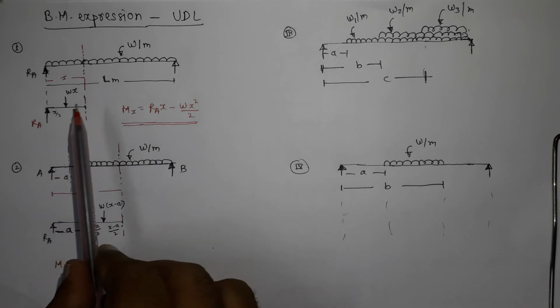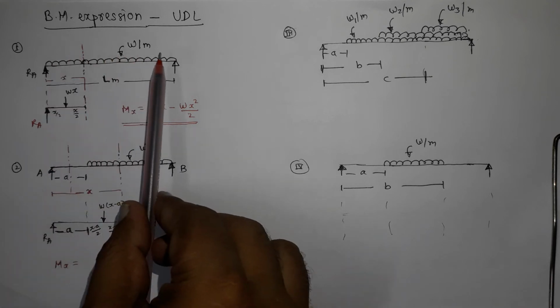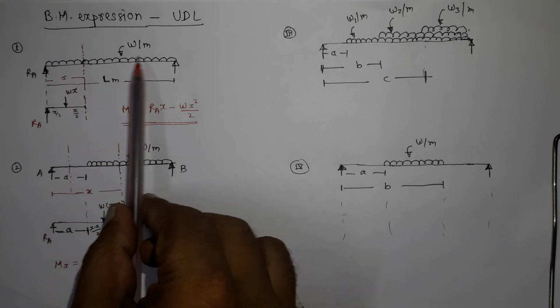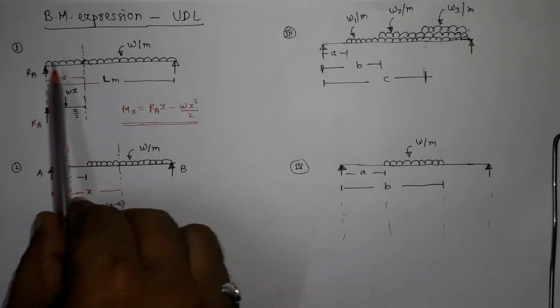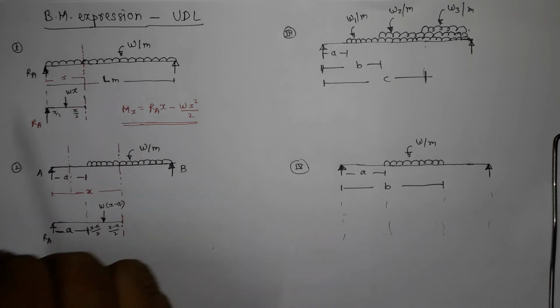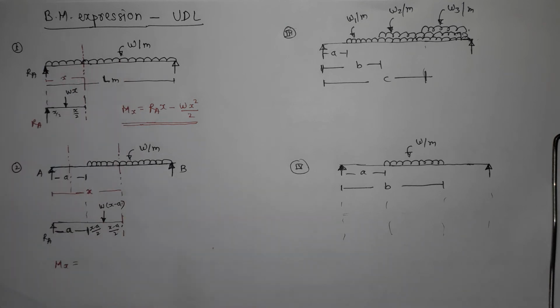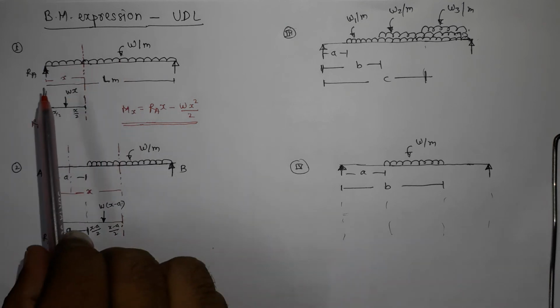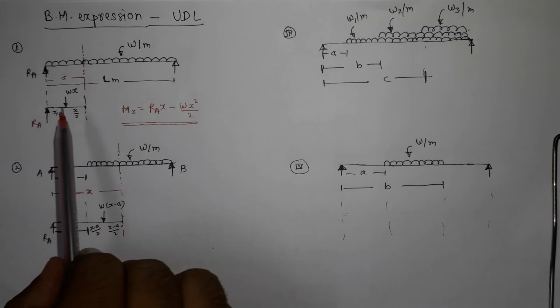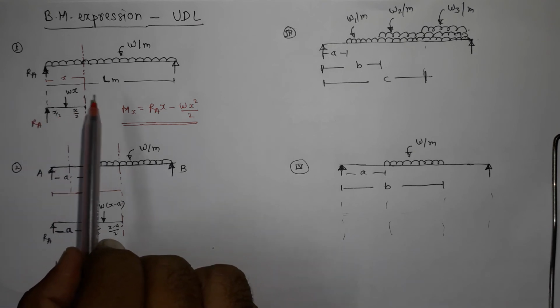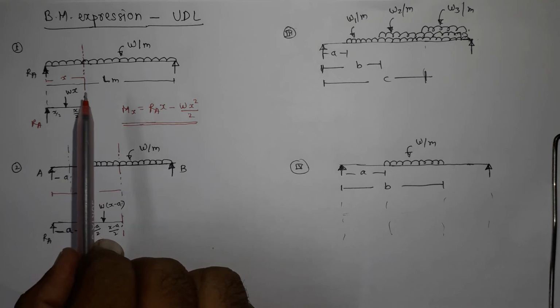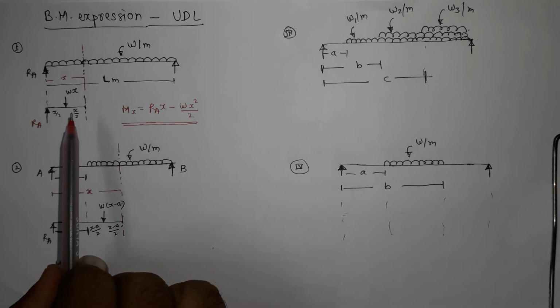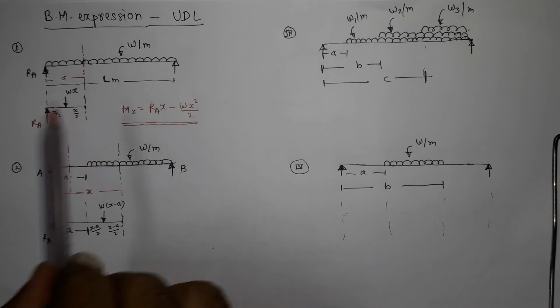Now we can see that there is only one subspan, because wherever you take the section, RA and some part of the UDL will be acting on the left part, and that is why there is only one span, one subspan you can say. Remember it again: when there are 4 subspans, we will have to take 4 sections and there will be 3 partitions.